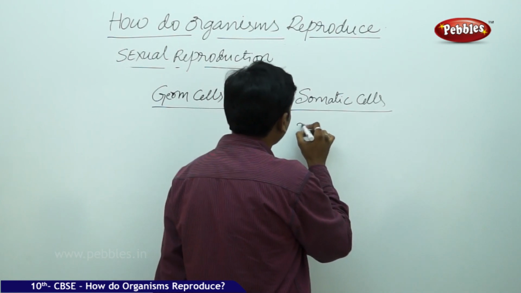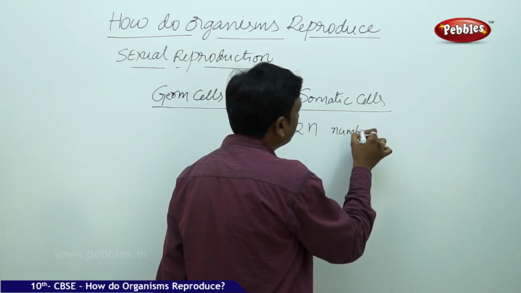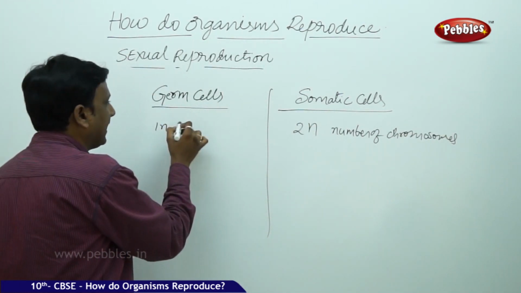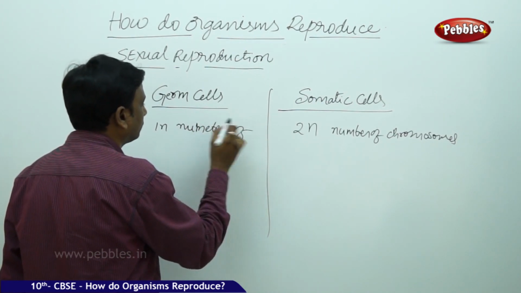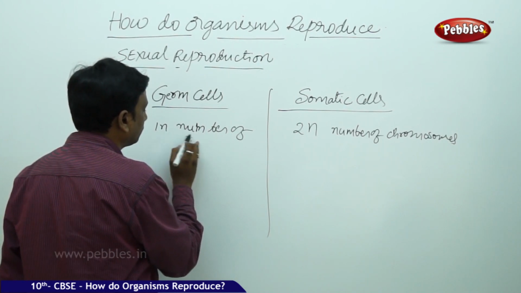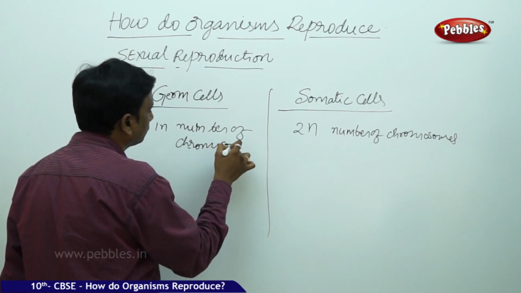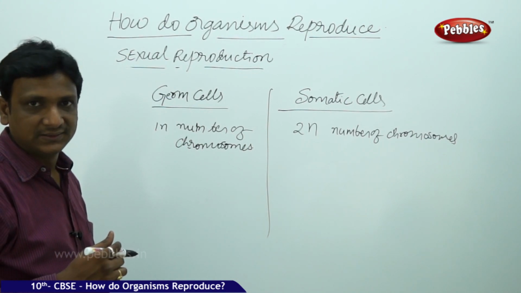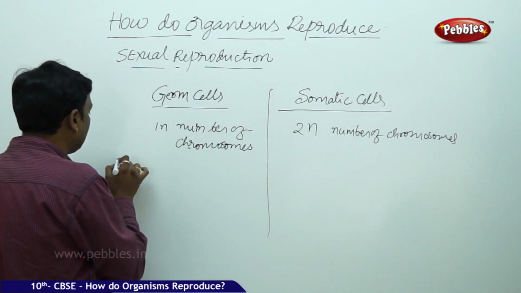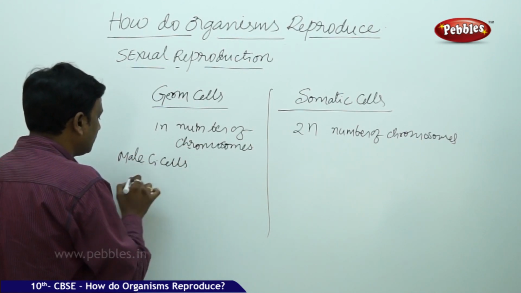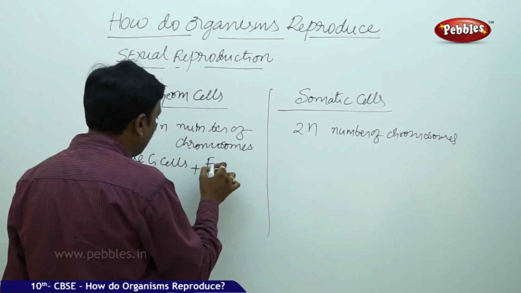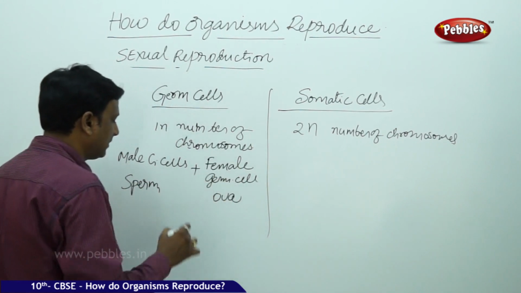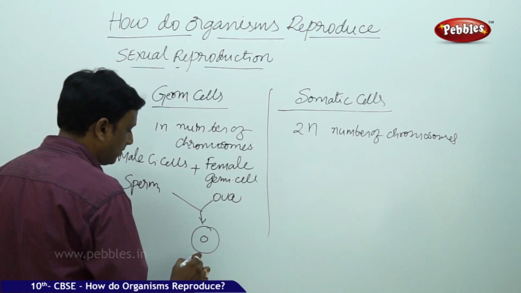What is the difference between a germ cell and a somatic cell? Somatic cells will have 2n number of chromosomes, meaning 2 sets of chromosomes in a somatic cell. Germ cells have 1n number of chromosomes. So that is the main difference between germ cells and somatic cells. Germ cells combine together. The male germ cell is called a sperm. It fuses with the female germ cell, called the ova, to form a zygote.